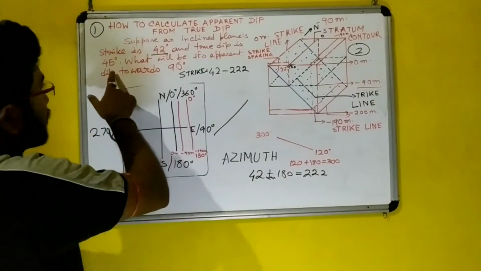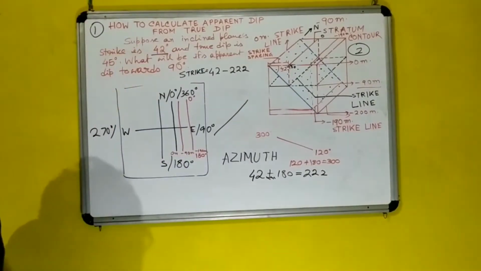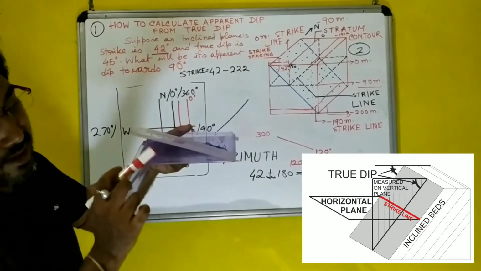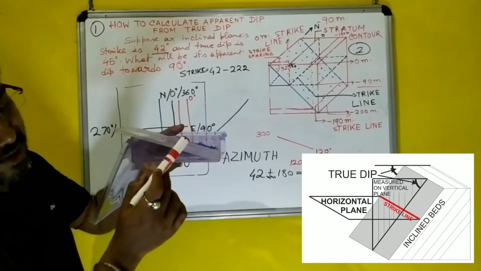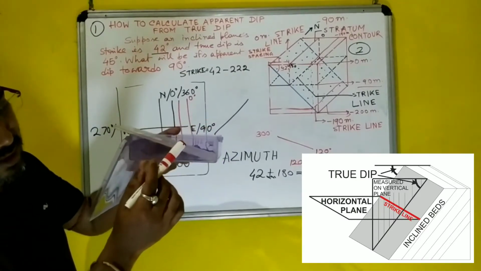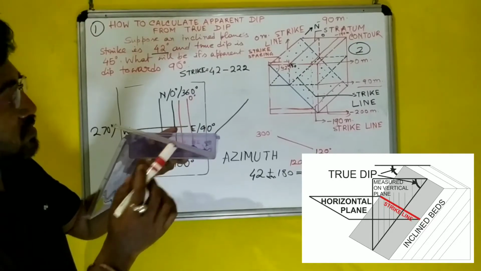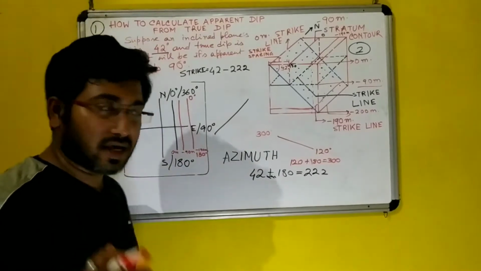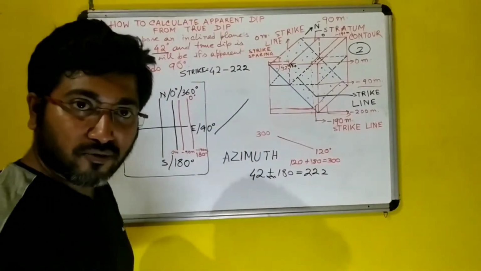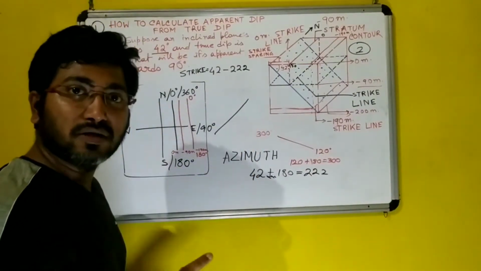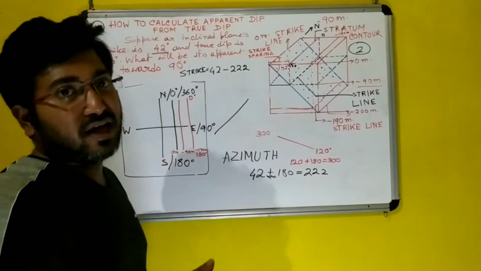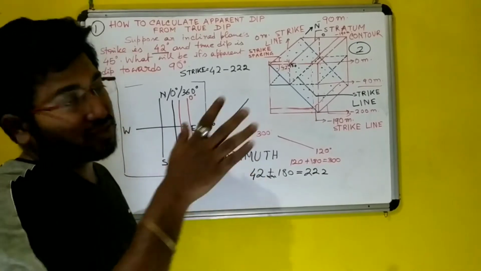Now what is the amount of true dip? True dip is 45, means the amount is given. Amount means only this angle. This is the inclined plane and this is the vertical section. So this angle is given, but the direction is not given. Now what did I say about the definition of true dip? True dip is always measured on a vertical plane that is perpendicular to the strike line.